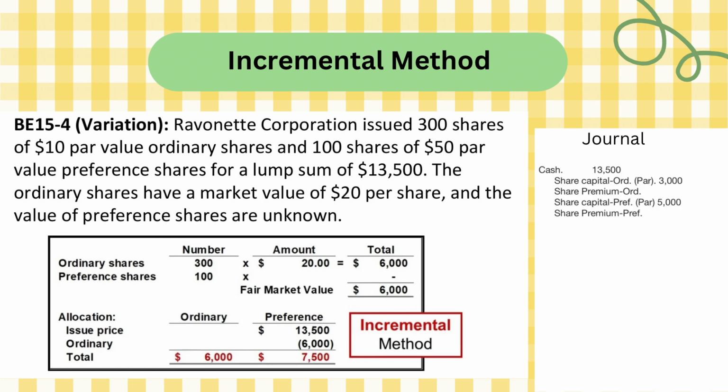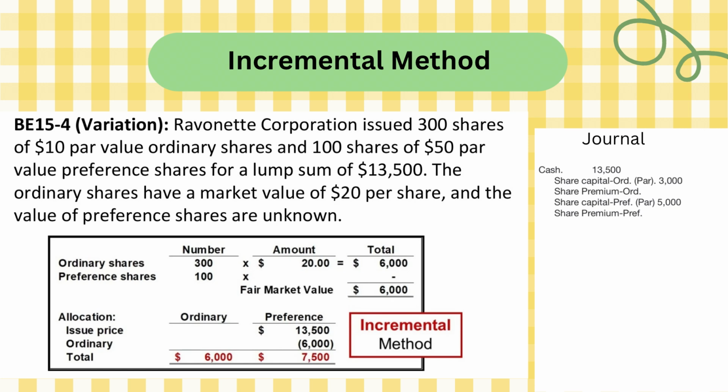Okay, so now I'm issuing shares, so I'm gonna receive cash. So cash will go up on the debit side by 13,500, which is the lump sum price. Now I'm issuing shares, so equity will go up. So share capital ordinary and share capital preference will increase my equity on the credit side, and they should be recorded at par. The par for the ordinary is 300 shares multiplied by 10, so it's gonna be 3,000. For the preference, it's 100 shares multiplied by 50, so it's 5,000.